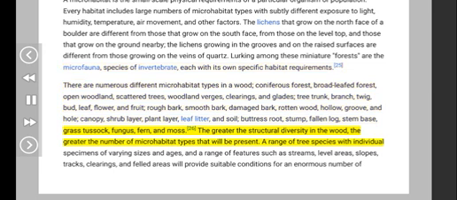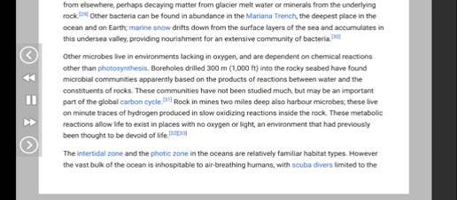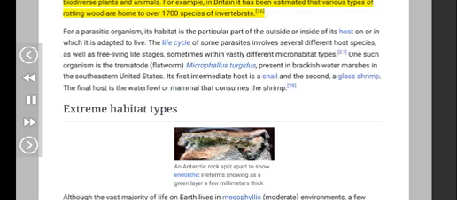26. The greater the structural diversity in the wood, the greater the number of microhabitat types that will be present. A range of tree species with individual specimens of varying sizes and ages, and a range of features such as streams, level areas, slopes, tracks, clearings, and felled areas will provide suitable conditions for an enormous number of biodiverse plants and animals. For example, in Britain it has been estimated that various types of rotting wood are home to over 1,700 species of invertebrate.